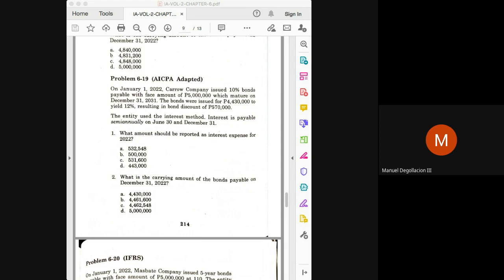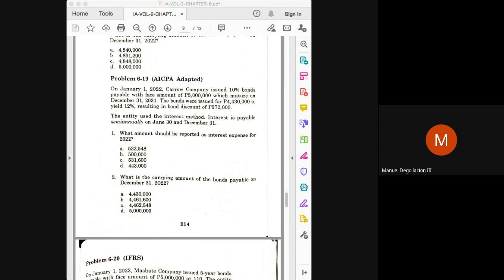Okay, so I am now solving for the interest expense for the second half of 2022. That is 4,445,800 times the effective rate, but again, just 1/2 of the effective interest rate, which in this case is 6%. So 4,445,800 multiplied by 6%, you would get 266,748. What is this 266,748? This is the interest expense for July to December.